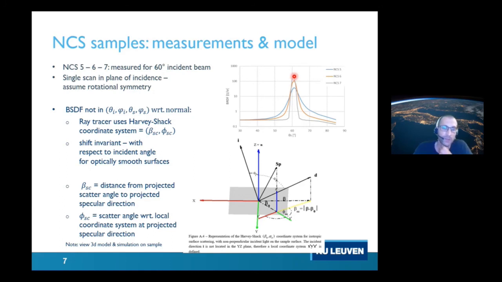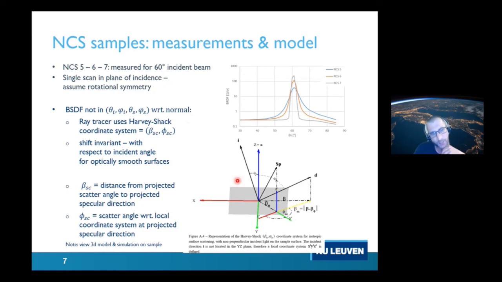Of course, we have to import this into our ray tracing model, so we have to do some, let's say, interpolations and translations to the coordinate system that the ray tracer is using. And this ray tracer is using this particular coordinate system. It's called the Harvey-Shack coordinate system, which is shift invariant. And this is how it looks.